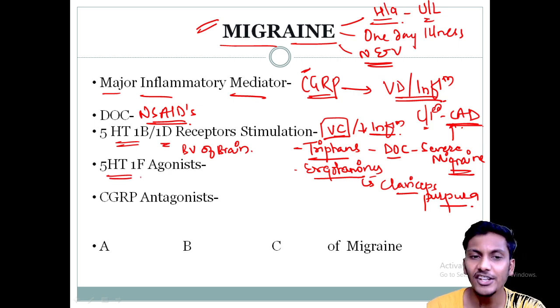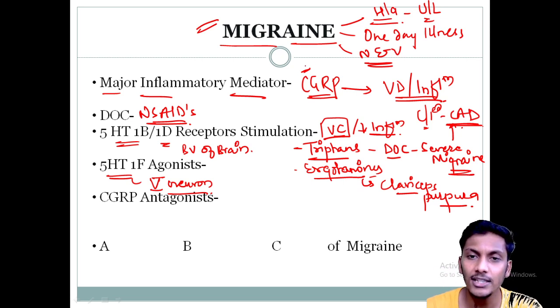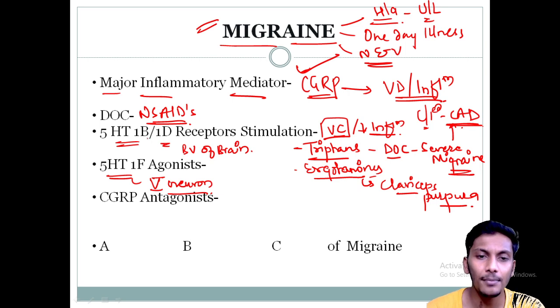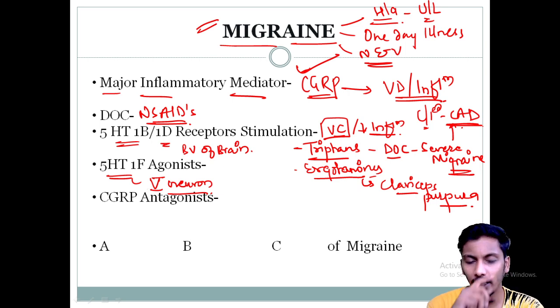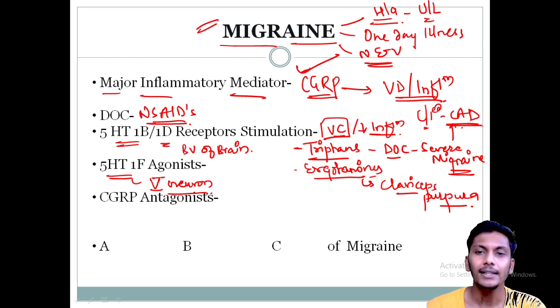Now, talking about the next drug for migraine, those are 5-HT1F agonists. 5-HT1F is a specific receptor which is abundantly located in the fifth cranial nerve, that is, your trigeminal neurons. Trigeminal neurons are the most abundant site from which CGRP is released, and if we can stimulate the fifth neuron, it can help relieve migraine, right?